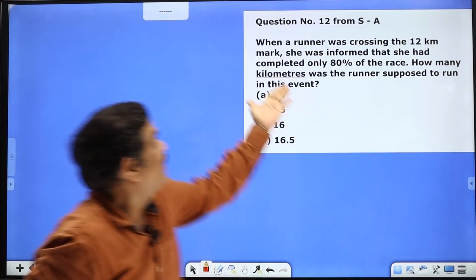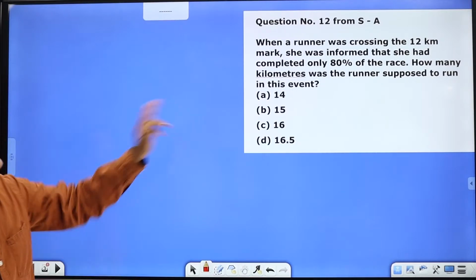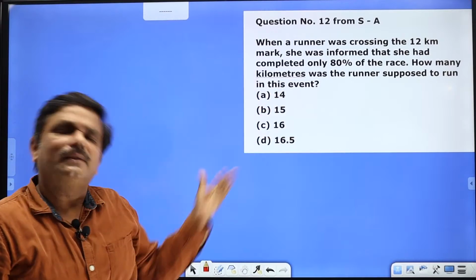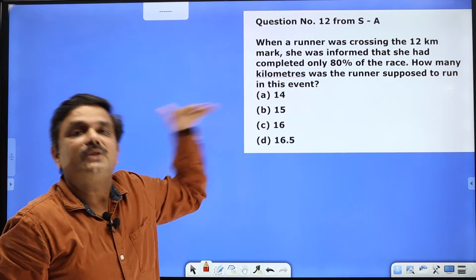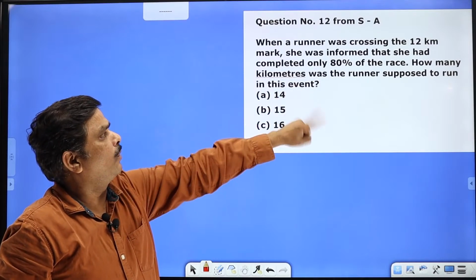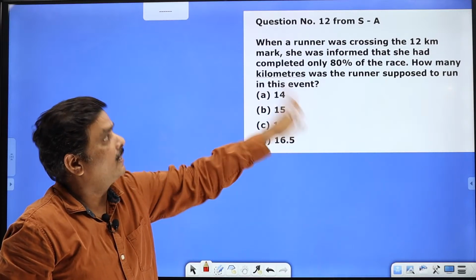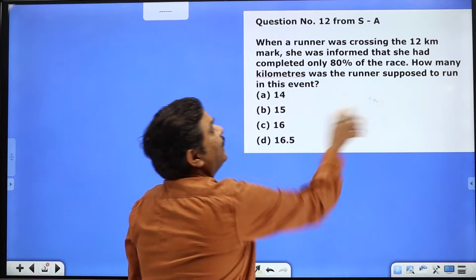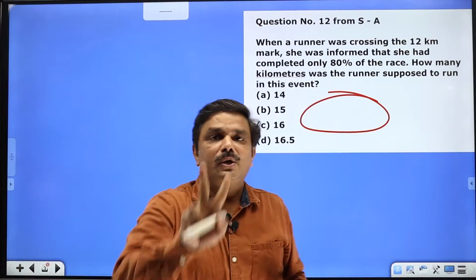All right. So how they have given, when a runner was crossing 12-kilometer mark, she was informed that she had completed only 80% of the race. This is also from basic percentages, right? She crossed 12-kilometer mark. She traveled for 12 kilometer. Then she was informed that she had completed only 80% of the race. Then the question is, how many kilometers was the runner supposed to run in this event? What is the total distance they are asking? Very simple, students. I'll just explain this question in 2 ways.